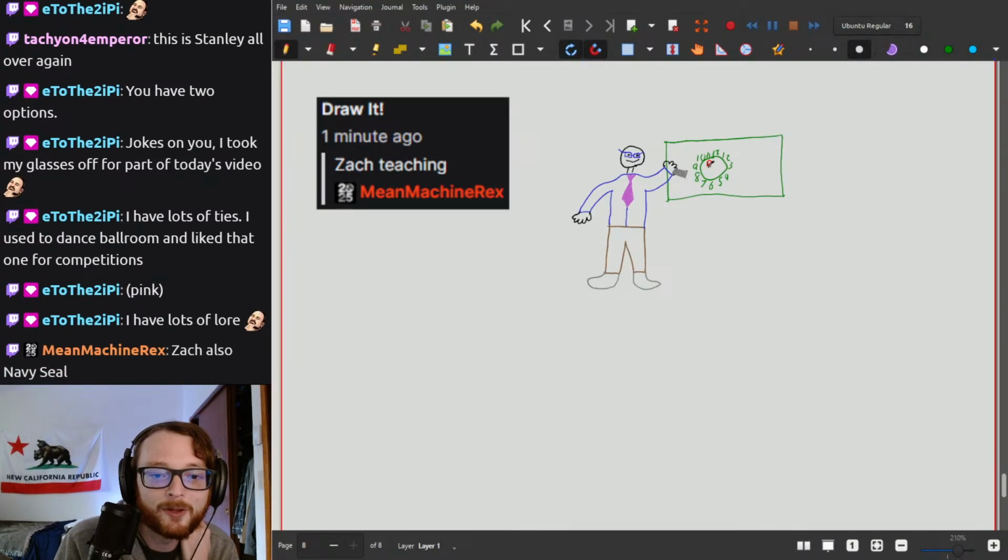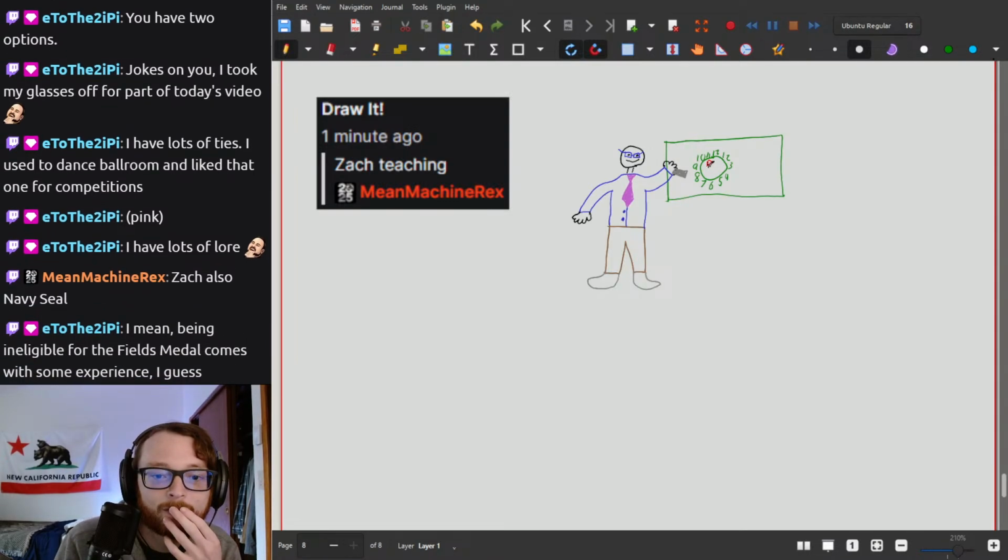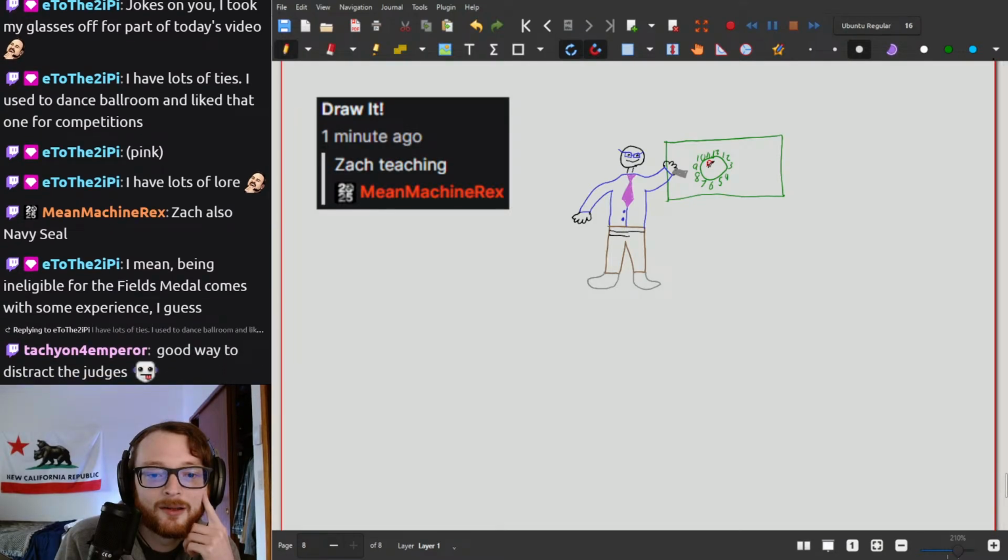Which side would the buttons be on? I'm gonna put them on that side. That's way too many buttons. I'll give you a belt too. You have lots of lore. I should have suspected. So that's a little low for a belt.